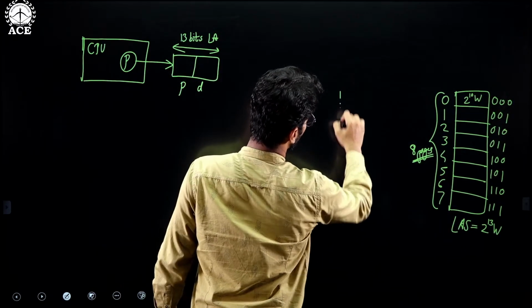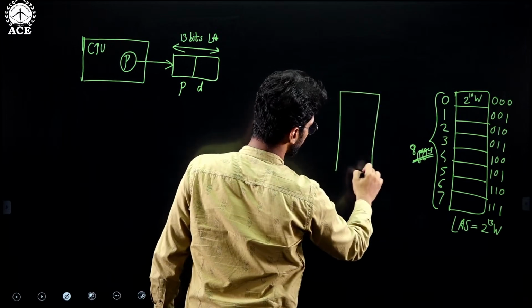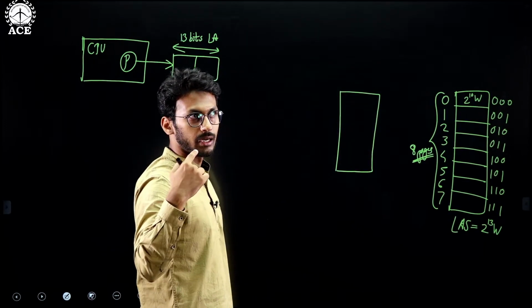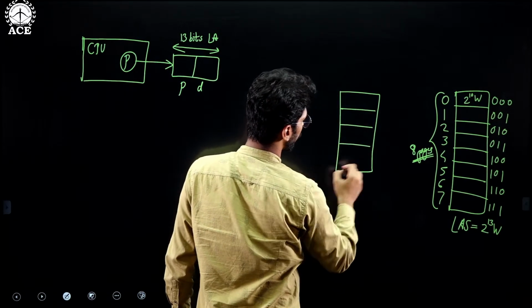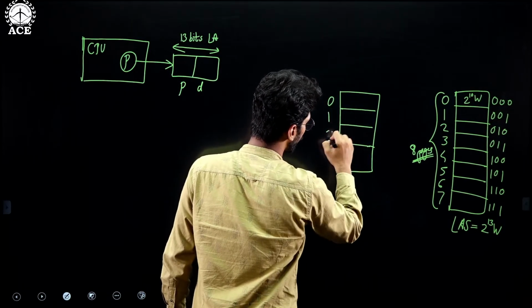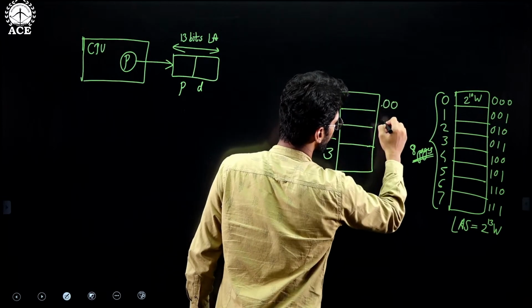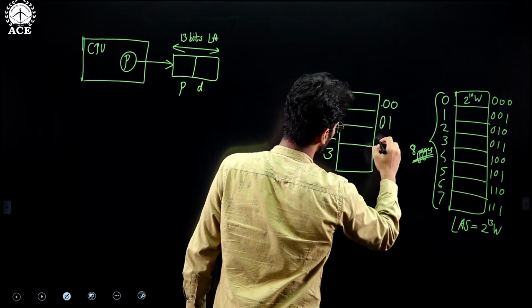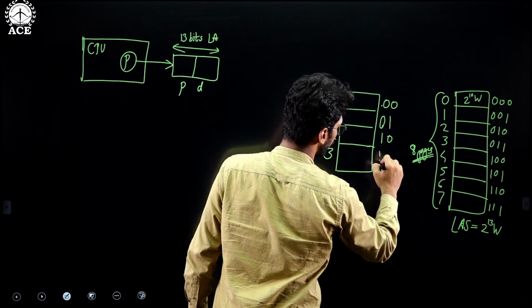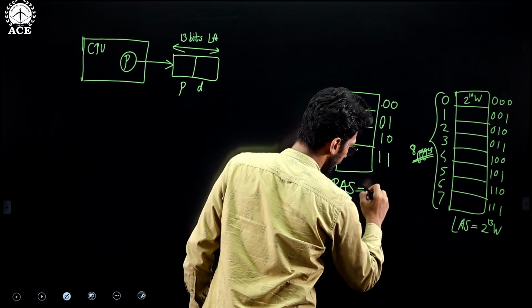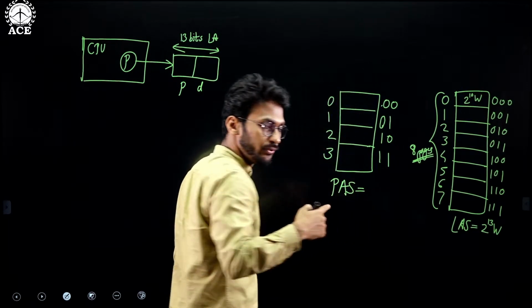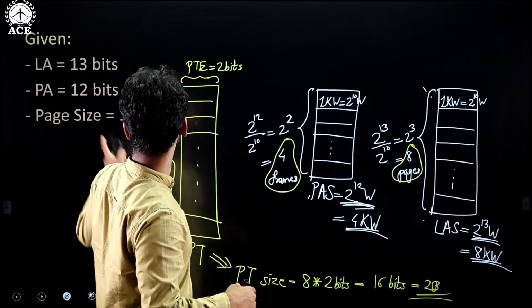Done. Next one. What we got? I think we got physical address space with 4 frames, isn't it? In that previous problem. 1, 2, 3, 4. 4 frames. 0, 1, 2, 3. 0 means 0, 0. 1 means 0, 1. 2 means 1, 0. 3 means 1, 1. Done. This is physical address space of 12 bits.